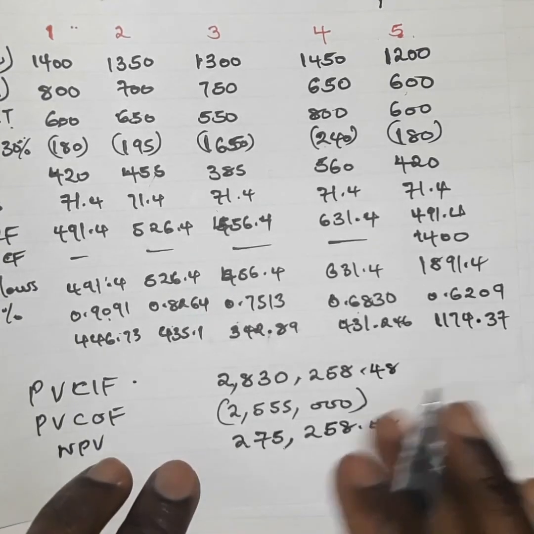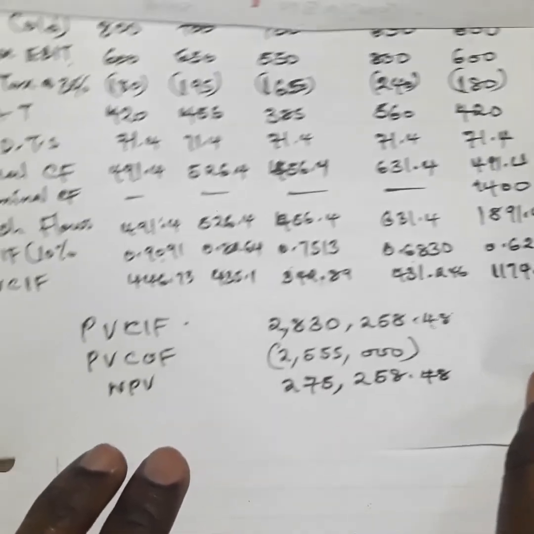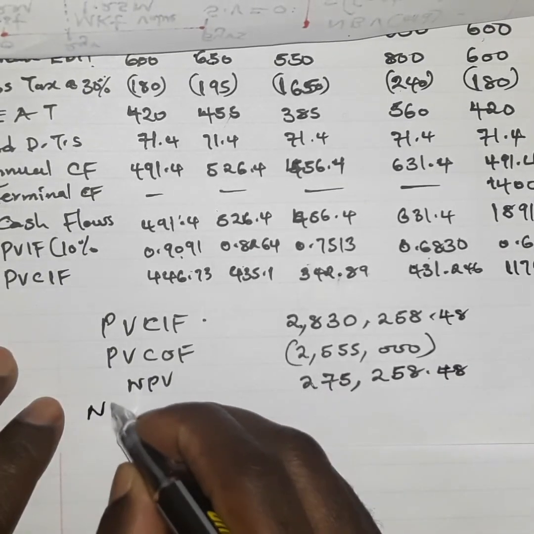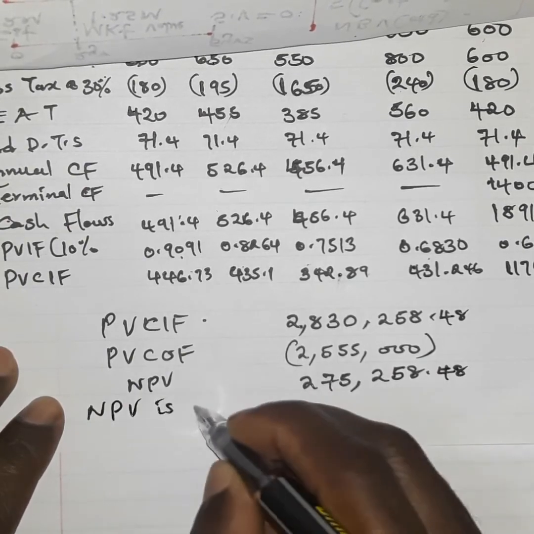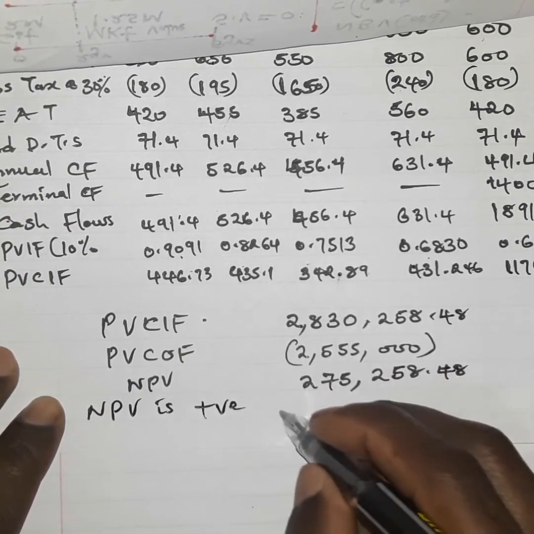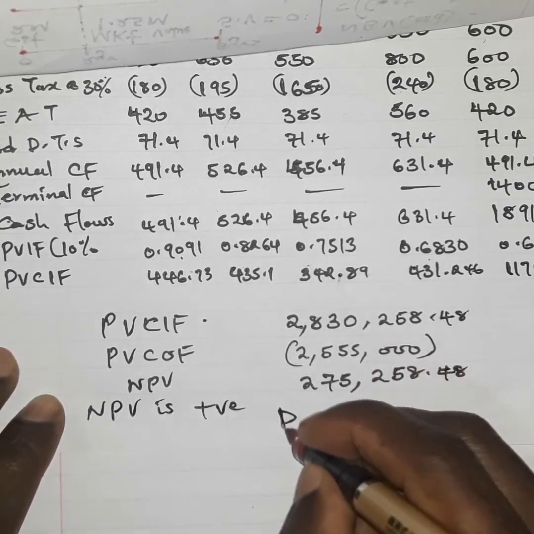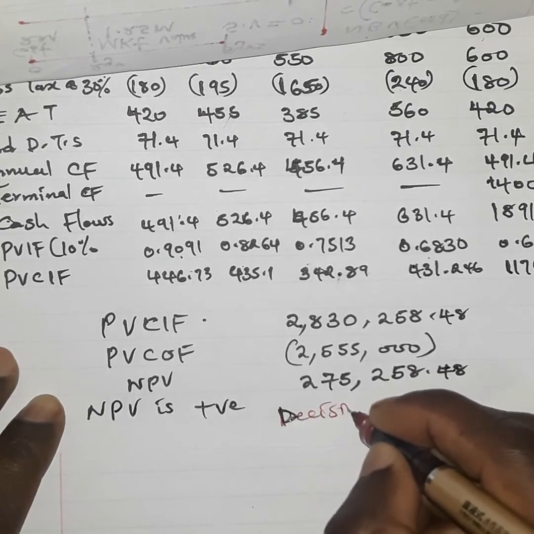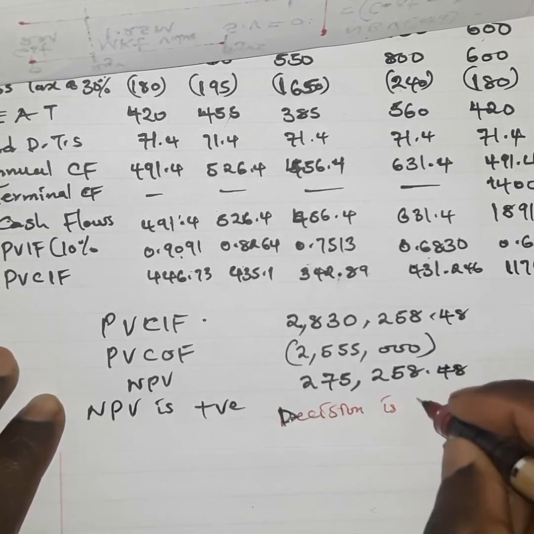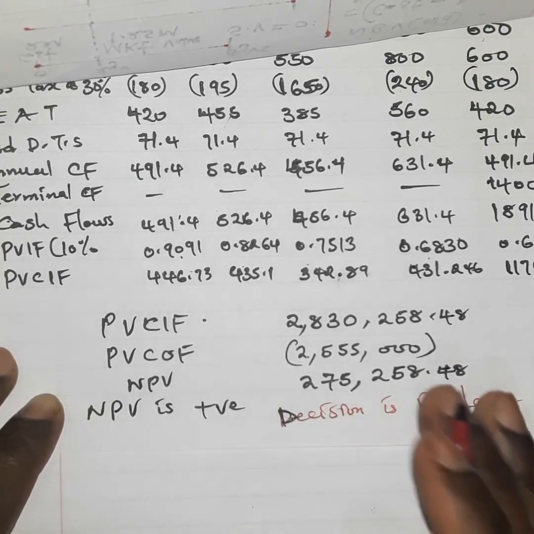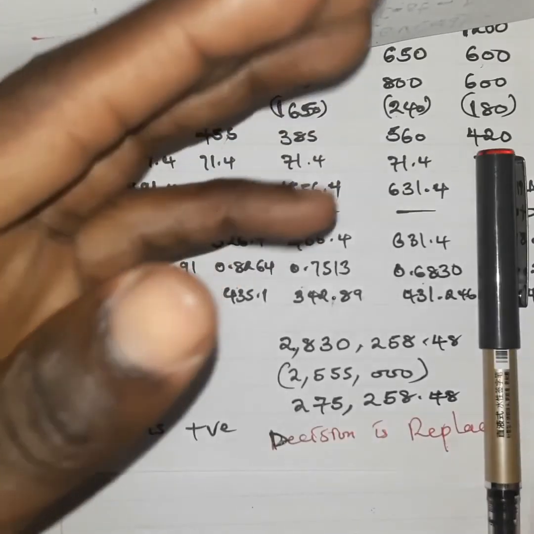Now, because our NPV is positive, our decision simply is to replace the existing machine.